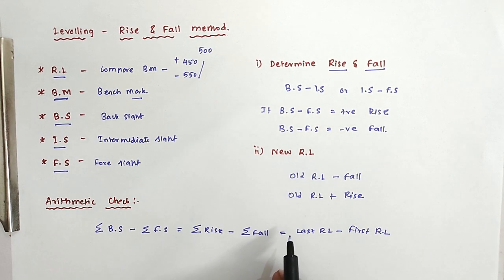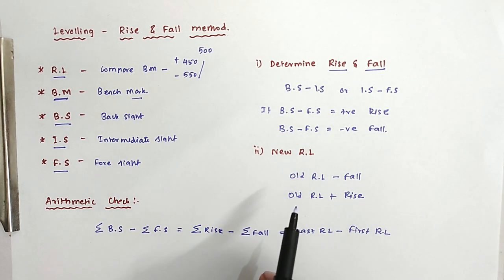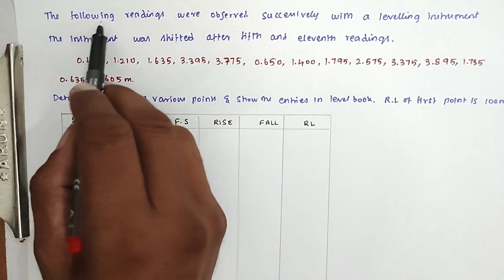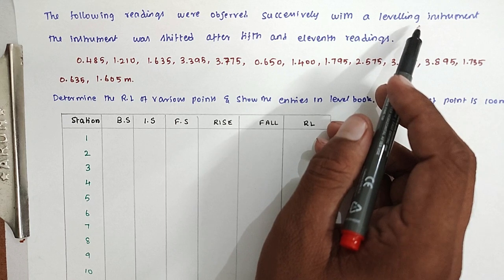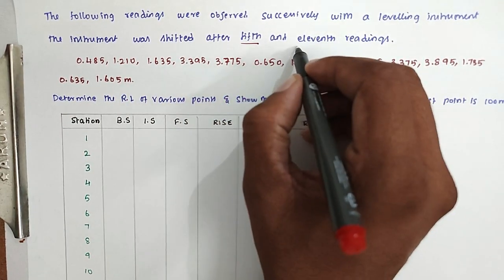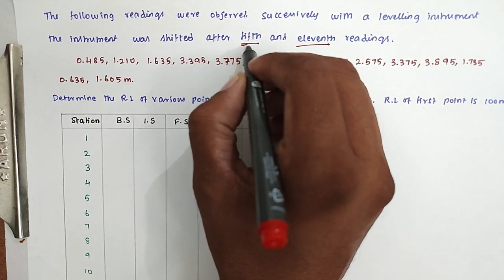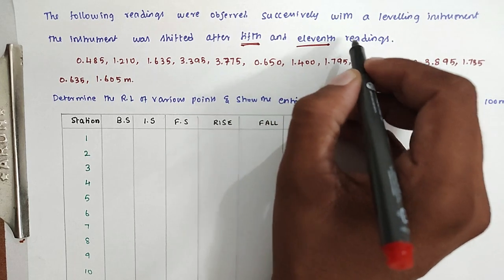Okay, we're going to see an example problem so we can clearly understand how to determine the rise and fall and the new RL. Okay, so this is the problem. The following readings were observed successively with the leveling instrument. The instrument was shifted after the 5th point and the 11th point. After the reading of the 5th point, we shift the instrument, and after the 11th point, we shift the instrument again.